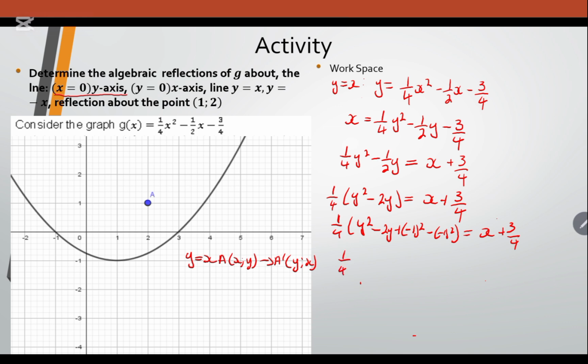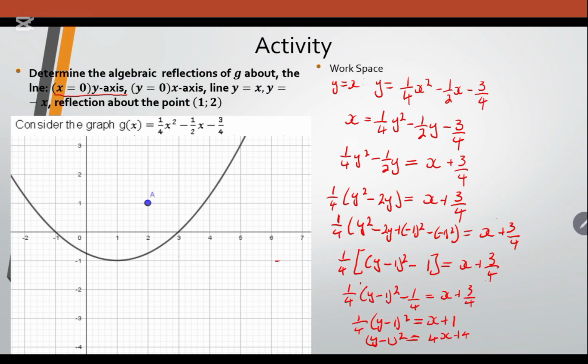This is 1 over 4 into y minus 1 squared minus 1 is equal to x plus 3 over 4. I'm going to take the square root both sides. It's y minus 1 is equal to plus or minus the square root of 4x plus 4. So this is y is equal to 1 plus or minus the square root of 4x plus 4. So this will be the equation.